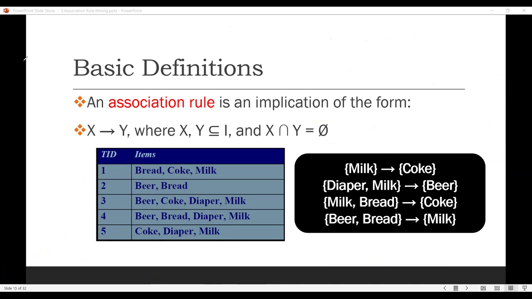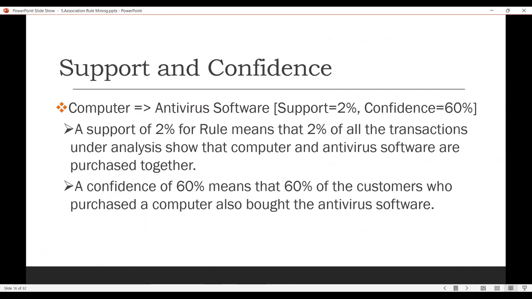Now, I already told you there are two terms, support and confidence. They play a major role in finding association rules, right? Without these two terms, support and confidence, we cannot tell the strength of an association rule. To find the strength of the association rule, we have two properties, support and confidence. I will explain them with an example, rather than the theory, so you can easily understand what support and confidence are.